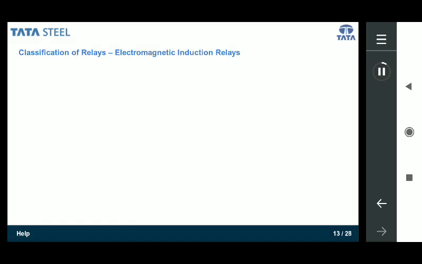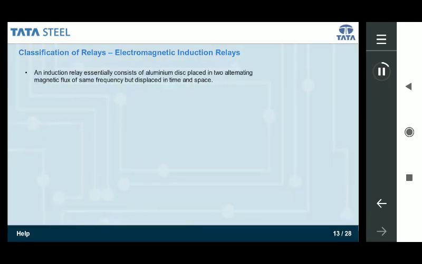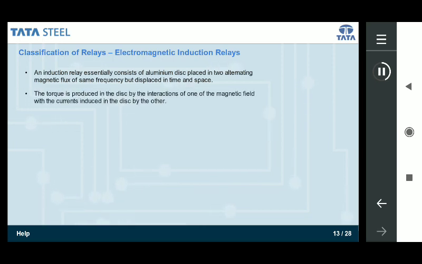The next type of relay is the electromagnetic induction relay. An induction relay essentially consists of an aluminium disc placed in two alternating magnetic fluxes of the same frequency but displaced in time and space. The torque is produced in the disc by the interaction of one of the magnetic fields with the currents induced in the disc by the other.